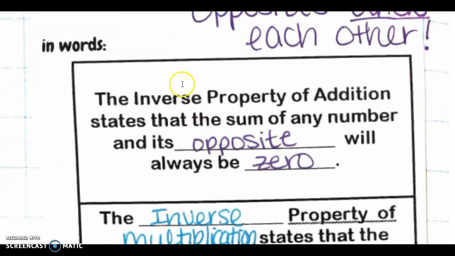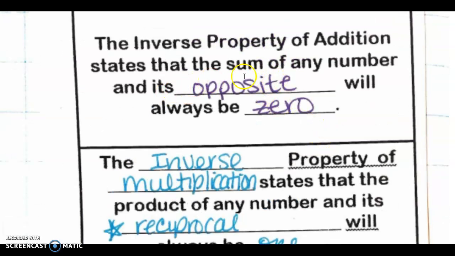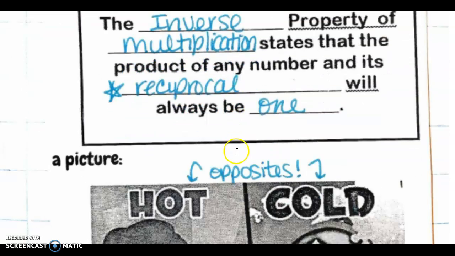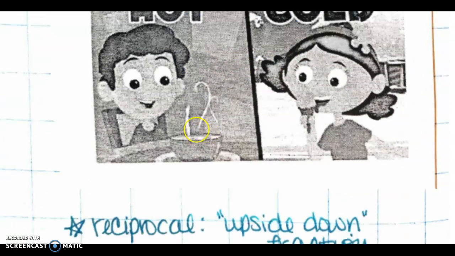The inverse property of addition states that the sum of any number and its opposite will always be 0. And when we say opposite, we mean opposite sign. The inverse property of multiplication states that the product of any number and its reciprocal, which is a multiplicative inverse, will always be 1. Here's a picture. Opposites, hot and cold.